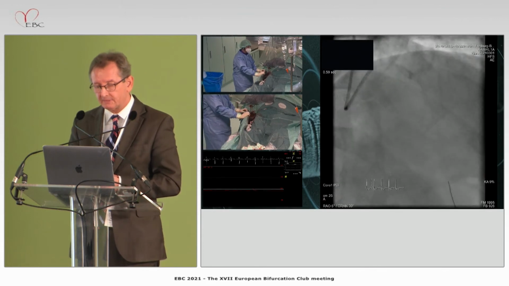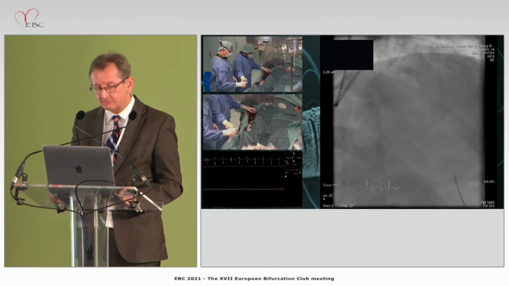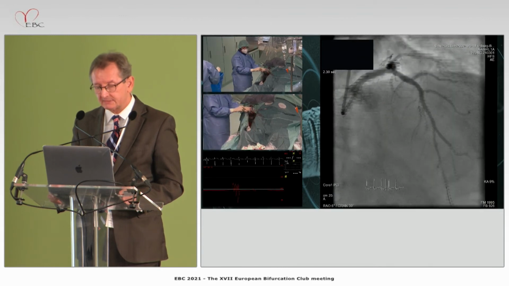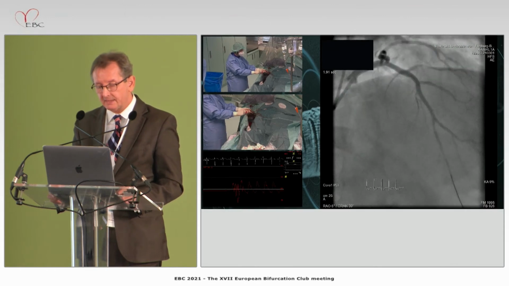Really not a huge first diagonal branch, but according to this distal LAD, which was also stenosed, I think now all side branches are perfectly open.